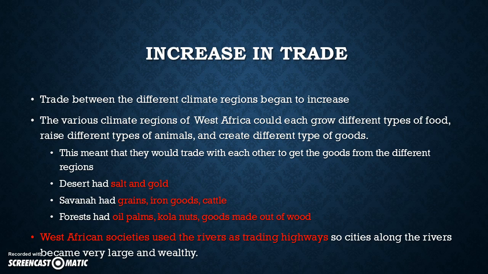The climate regions are important to understand when we look at West African trade. The various climate regions of West Africa could each grow different kinds of food, raise different kinds of animals, and create different types of goods. This meant that each climate zone needed to trade with one another in order to get goods that it could not itself grow. So the desert had salt and some gold, right? Savannah had grains, iron goods, cattle. It had a lot of gold too. That's where the majority of the gold comes from. And then down in the south, the forest had oil palms, cola nuts, and goods made out of wood.